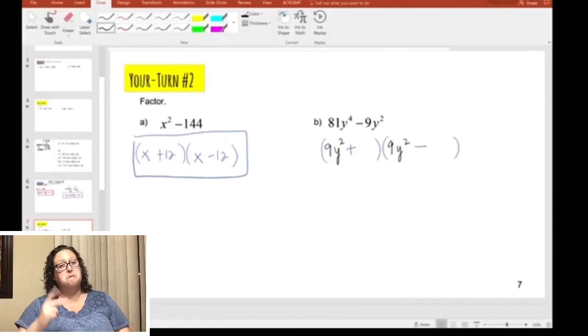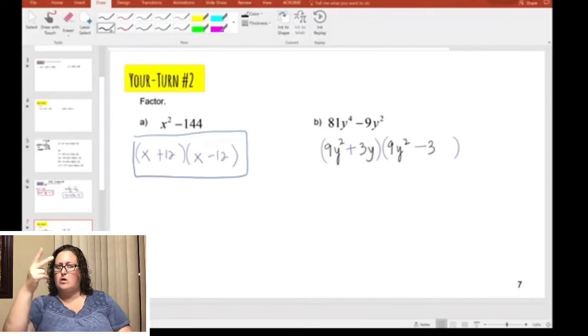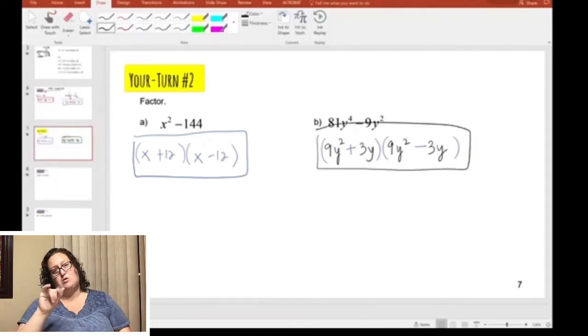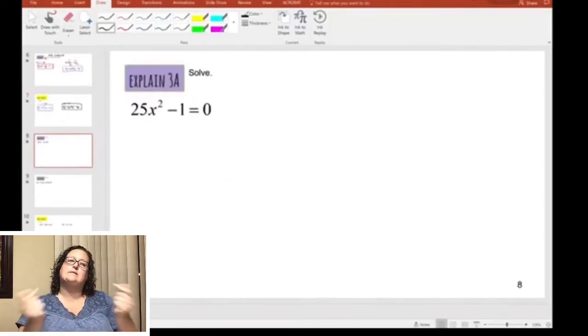Okay, and then we also have negative 9y squared. What are the two numbers that will multiply to negative 9? That's positive 3 and negative 3. And what will make y squared? Y times y. So these are the factors. Okay, moving on. Now let's go ahead and start solving some problems.